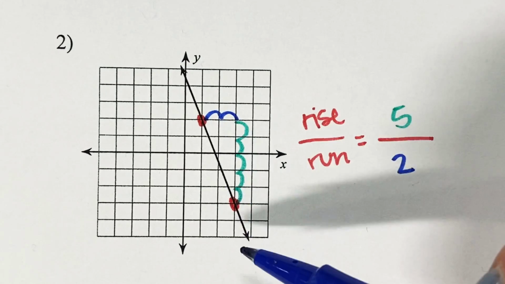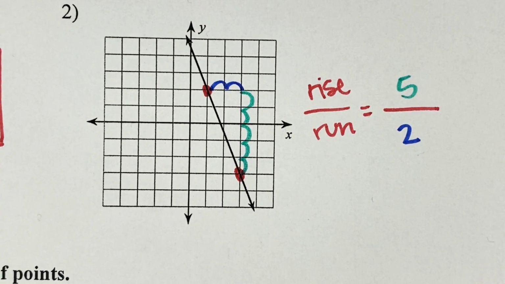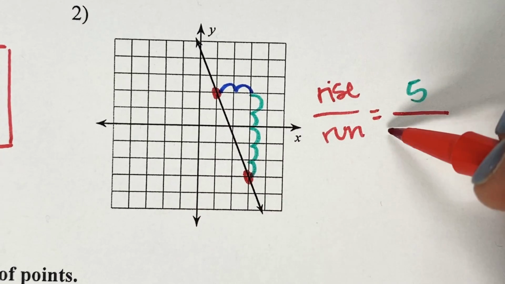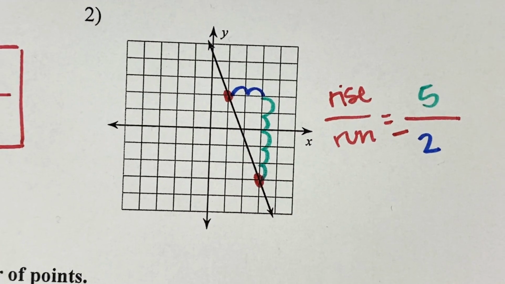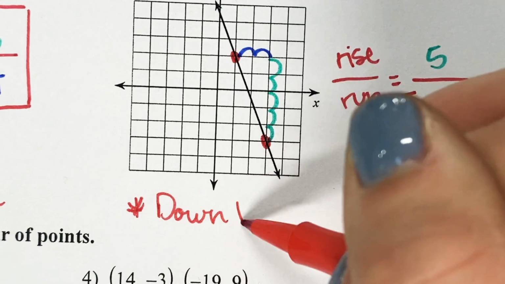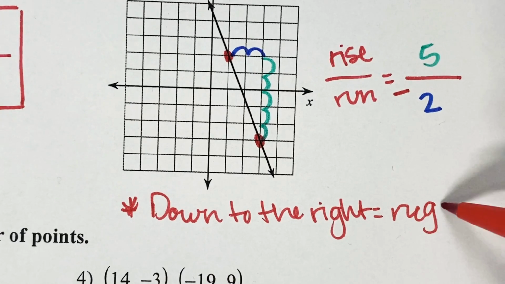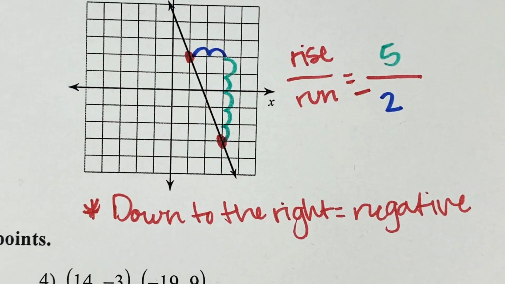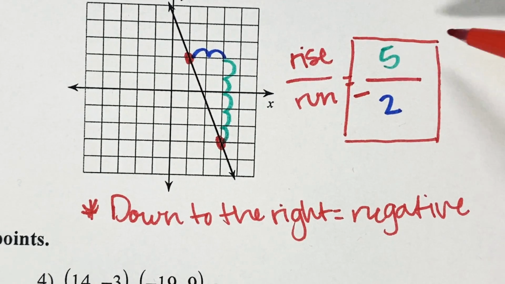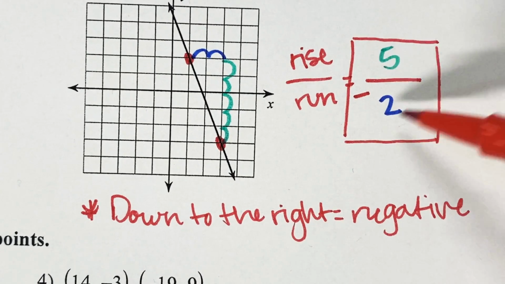Okay, so now we need to ask ourselves our 2 questions. If my line is now going down to the right, is my slope going to be positive or negative? It's going to be negative. Okay, so this is actually going to turn into a negative 5 over 2. So let's make that note on our paper. Down to the right equals a negative slope. Okay, so we know that our final answer is negative 5 over 2 because we cannot reduce 5 over 2 anymore. There's no number that we can divide 2 and 5 by to make it smaller.